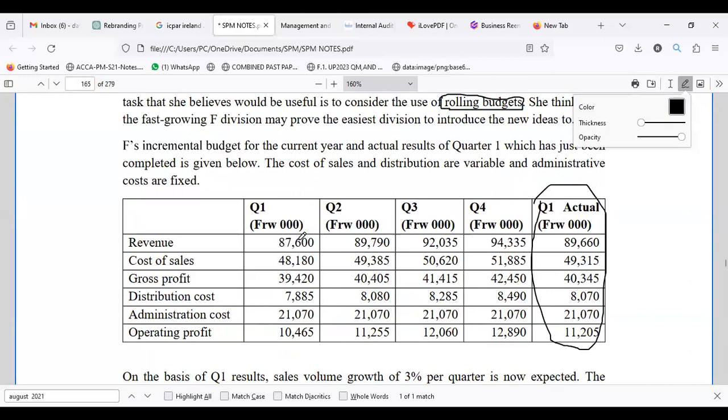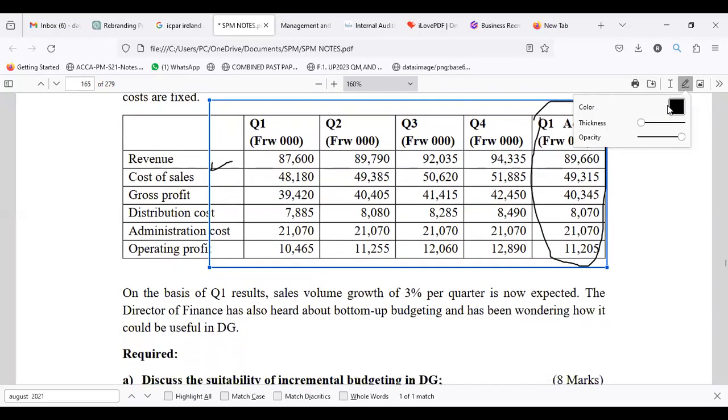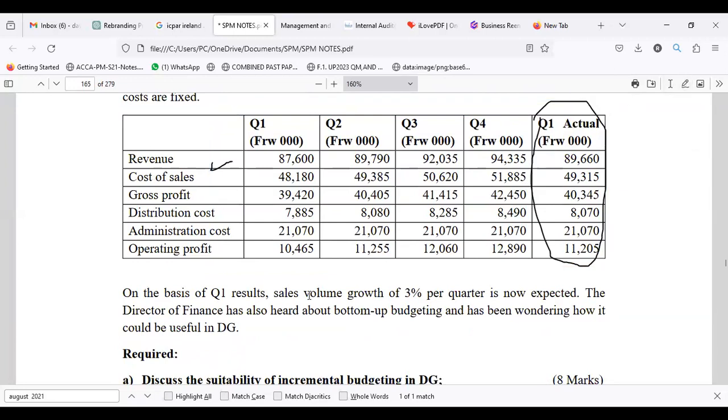So you have, these are the budgets. As you may notice, the components involved are revenue, cost of sales, gross profit, distribution, admin, and operating profit, which, if you calculate, you'd notice it will give you that. On the basis of quarter 1 results, a sales volume growth rate of 3% per quarter is now expected.